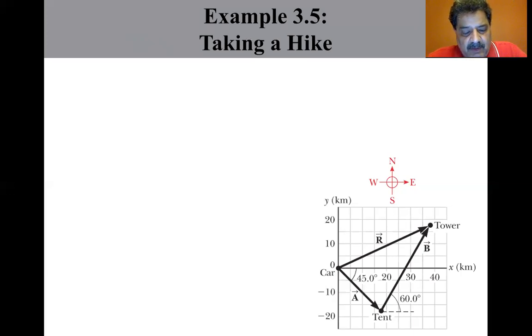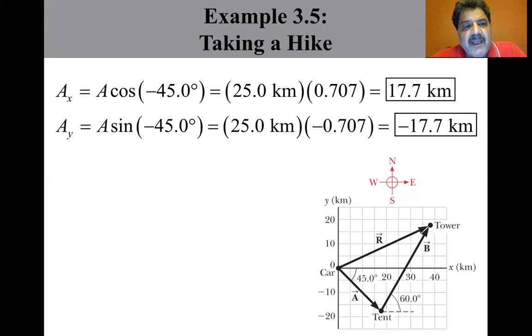Okay, so we analyze it. The displacement A has a magnitude of 25 kilometers and is directed 45 degrees below the positive x-axis. You find the components of A. AX is A cosine minus 45. You end up with 17.7 kilometers. Remember, cosine is positive in the 4th quadrant, and sine is negative in the 4th quadrant.